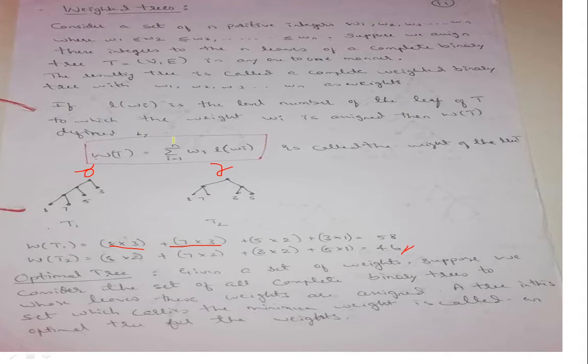See here, we are going to have one formula. All these are the weights, multiplied by its length over here. The weight of a tree is the sum for i equal to 1 to n, where n is the total number of leaf vertices, of each vertex weight multiplied by the length of that particular vertex, and that is going to be the weight of that particular tree.